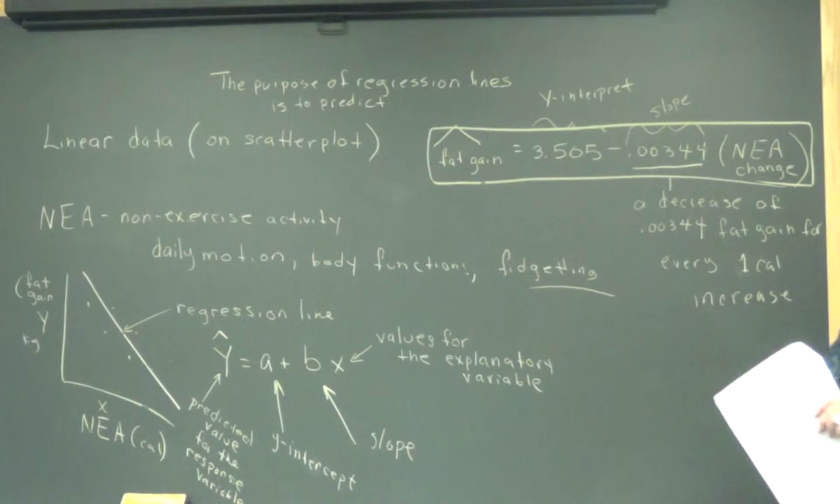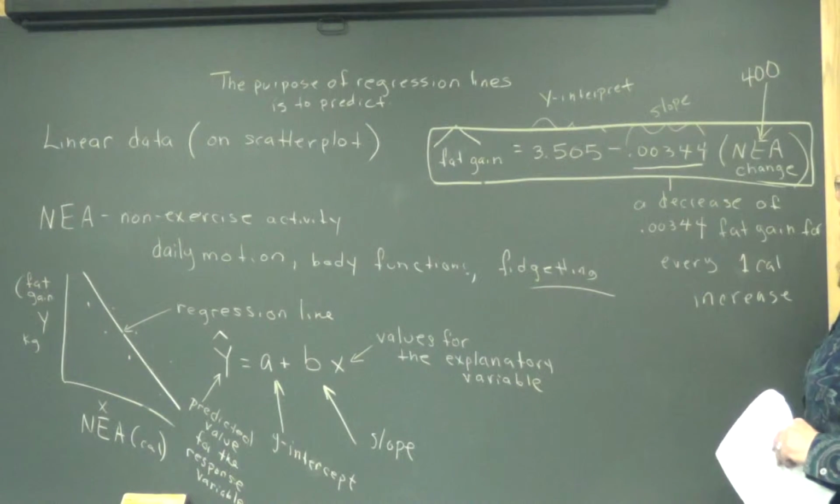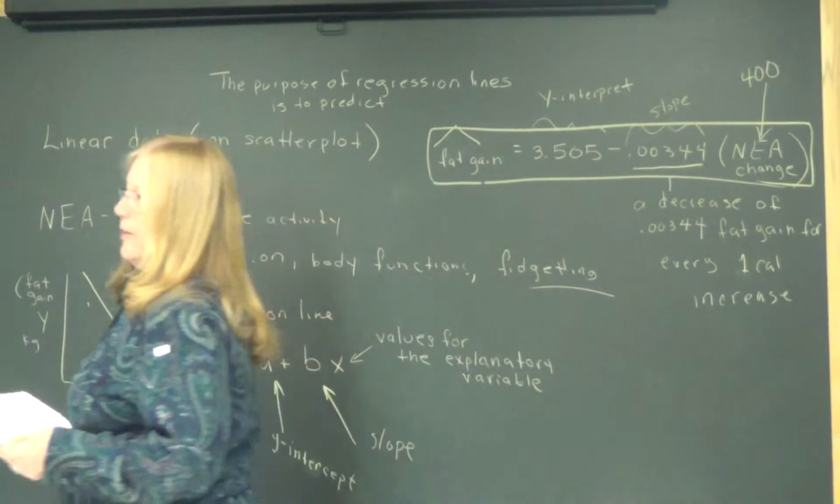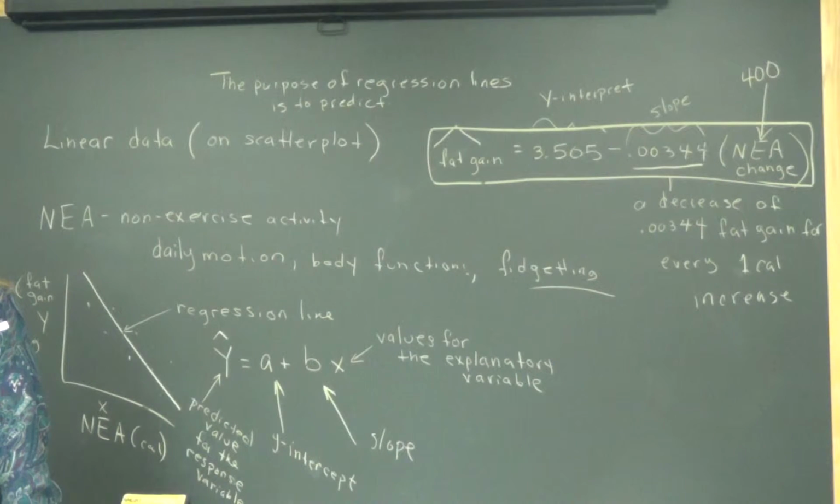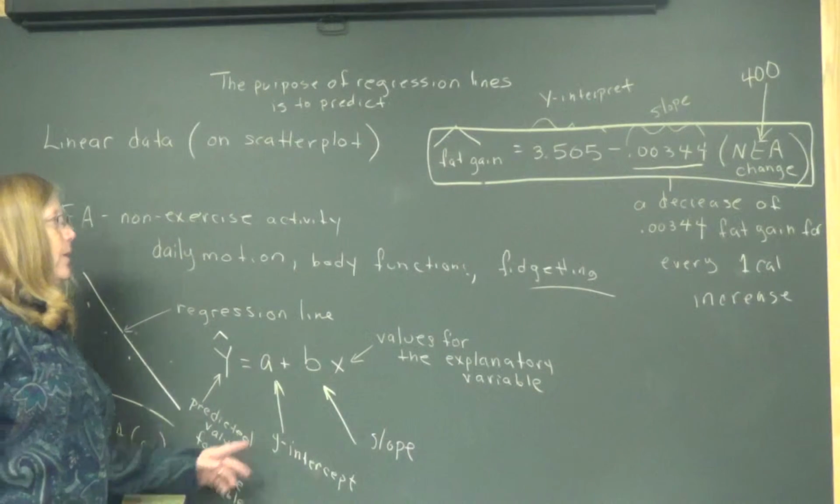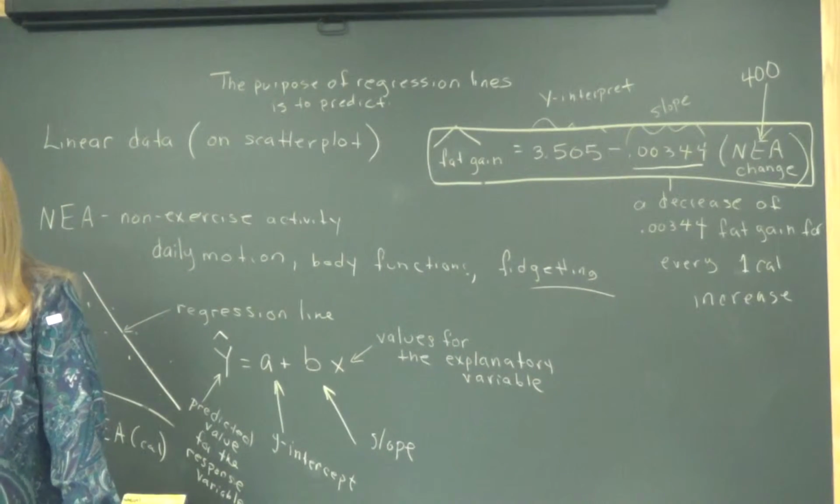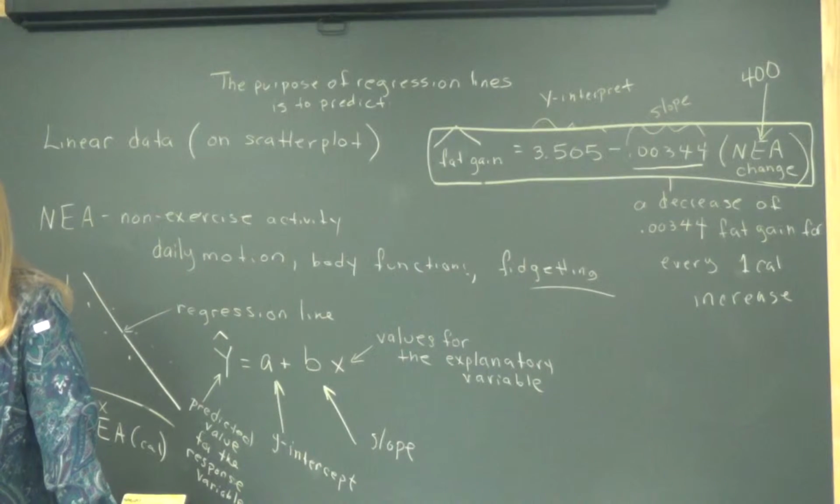So you put that in as X. Right, so you're going to put a 400 in here and multiply. Alright, calculators out, put the 400 in there. I got 2.129, so 2.13, and that's kilograms. So if you were in this category of NEA of 400 calories, you would only gain 2.13 kilograms. And a kilogram's a little over 2 pounds.